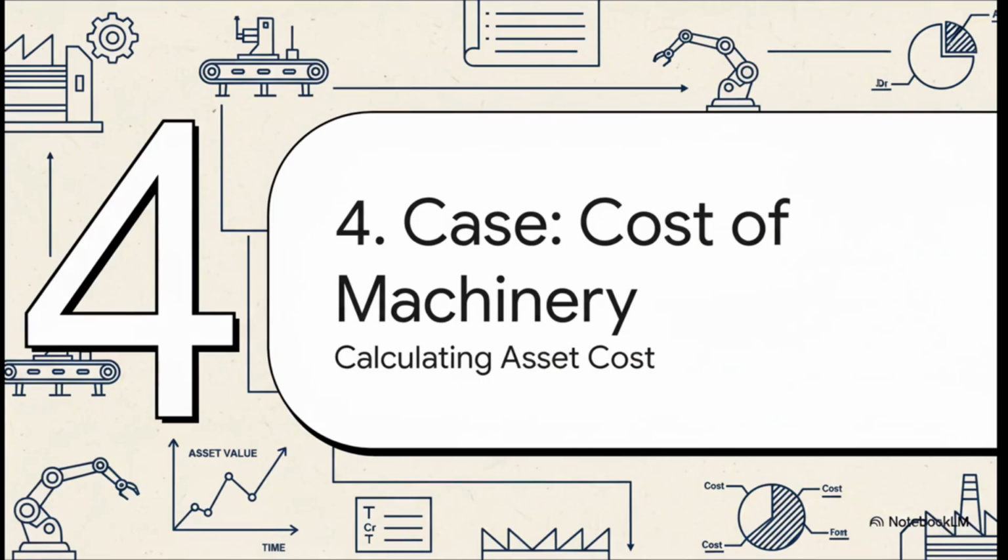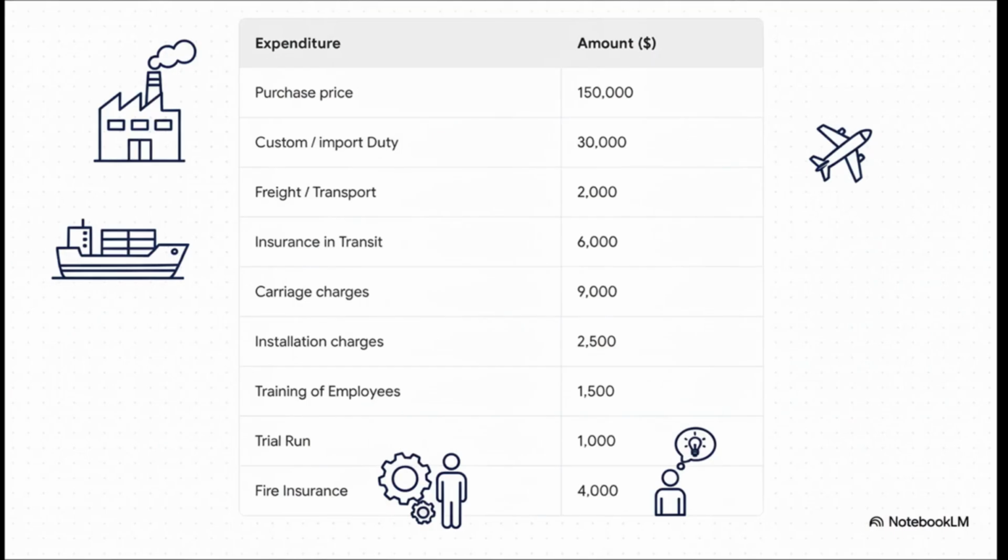Theory is one thing, but let's make this real. We're going to walk through a classic example. A business buys a new piece of machinery. Let's apply our rules to figure out what the true cost of that asset really is. Okay, here's a list of all the different costs the business had to pay. You've got the price tag, of course, but also things like import taxes, shipping, insurance, installation, even training for the employees. Our job is to go through this list and decide which of these are capital expenditures that actually become part of the asset's total cost.